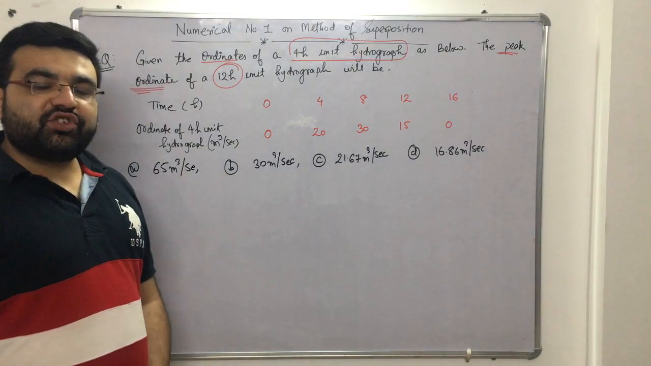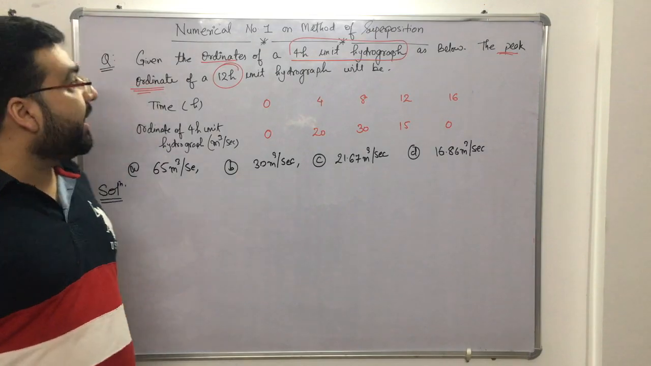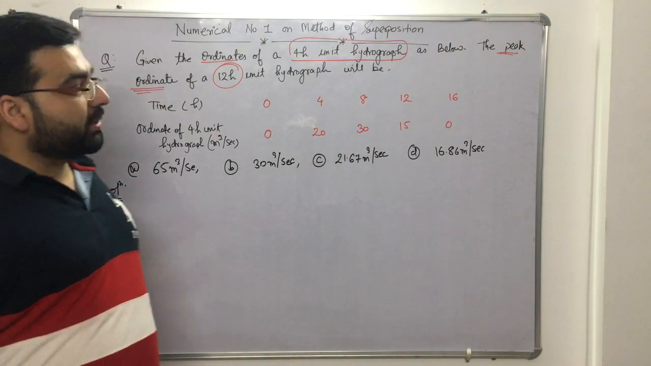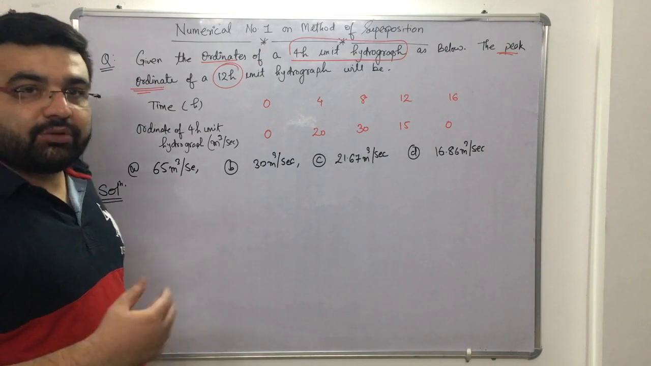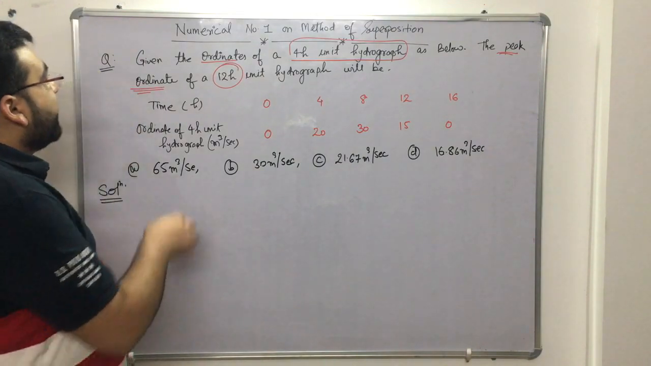Subject: hydrology. Chapter: hydrograph analysis. Topic: numerical number 1 on the method of superposition. So now students, after understanding the method of superposition, it's time to solve a numerical. So what does the numerical say?